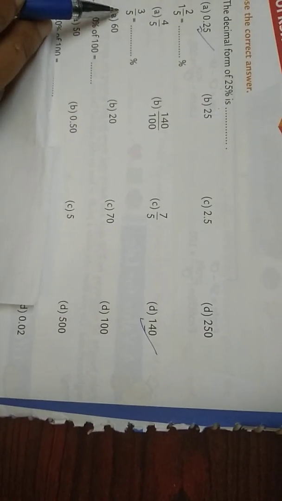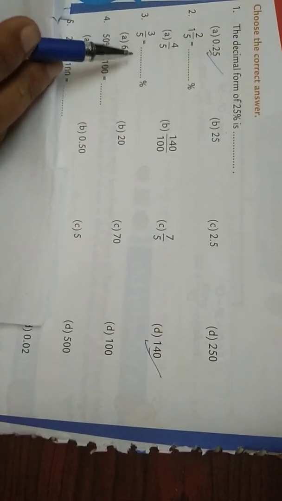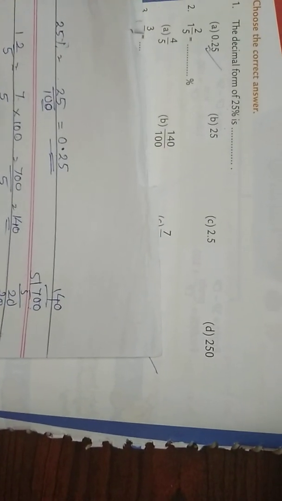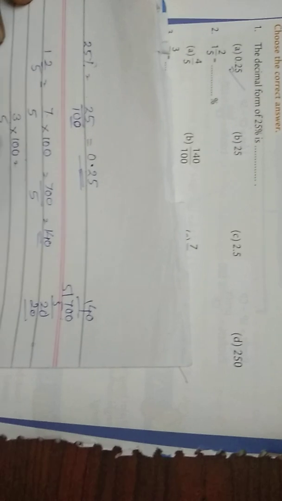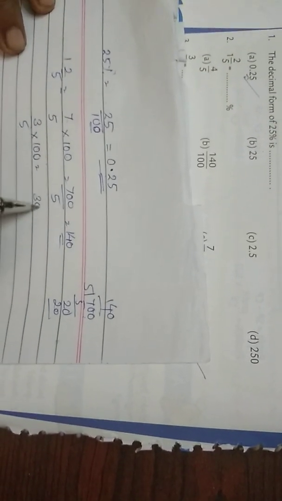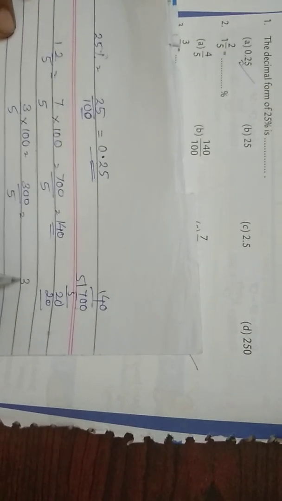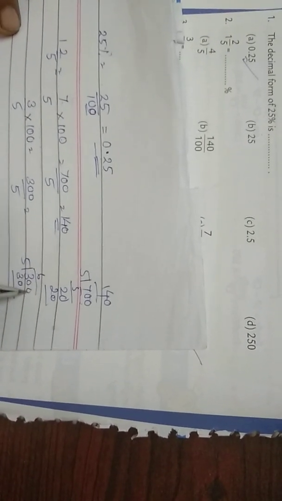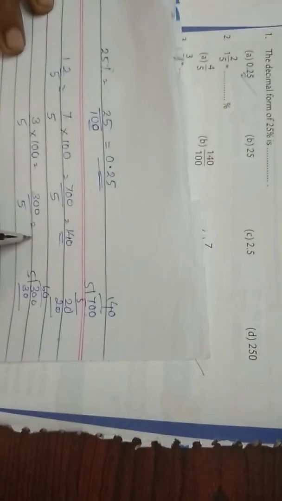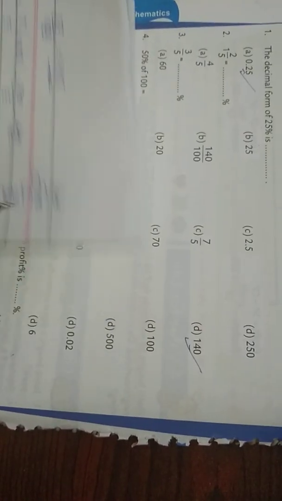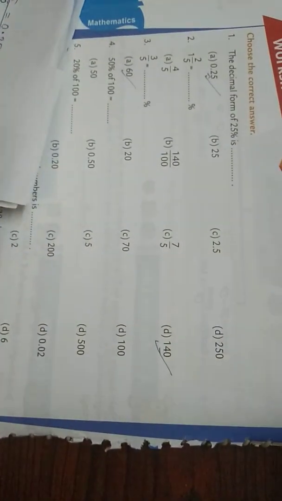Now we have the third question. 3 by 5. How to convert into a percentage? Just like the same question. 3 by 5 multiplied by 100. Now we can multiply 3 into 100, 300 by 5. What do we have to do? 300 divided by 5, so it becomes 60. What is the answer? 60. The first option is our answer.